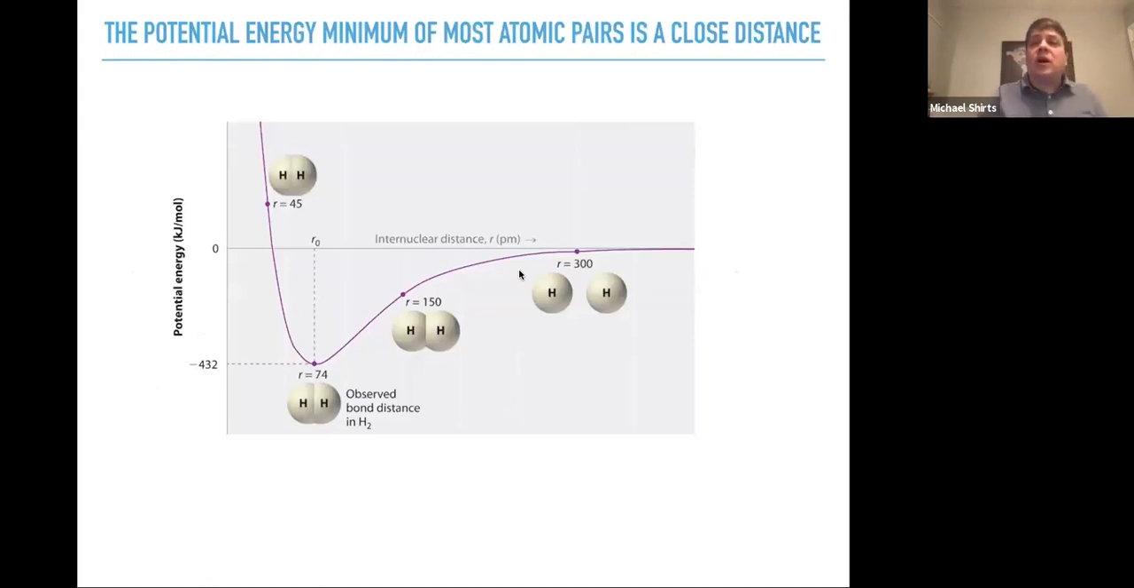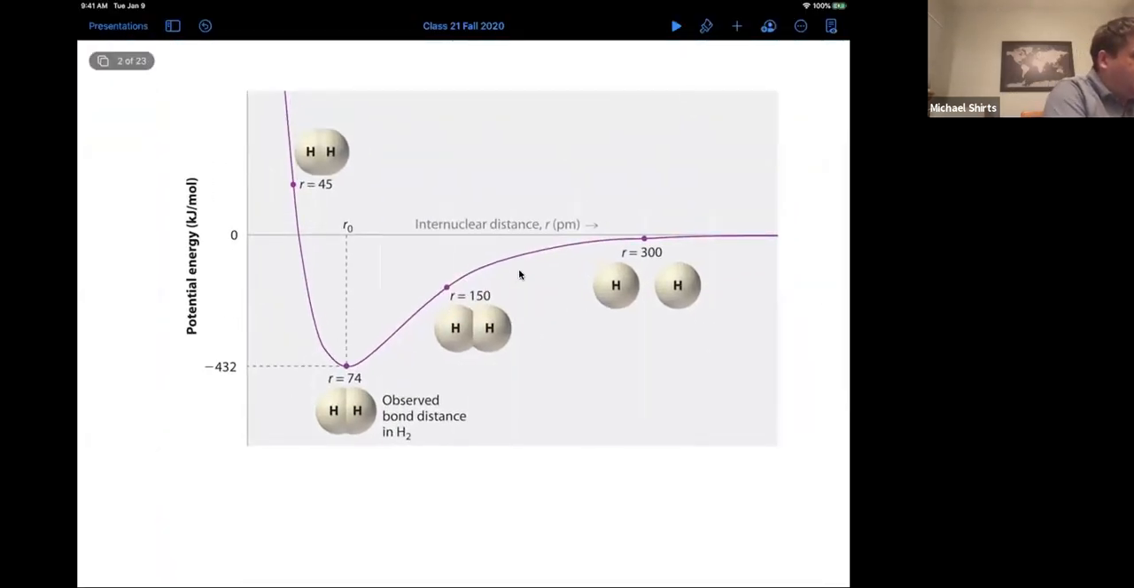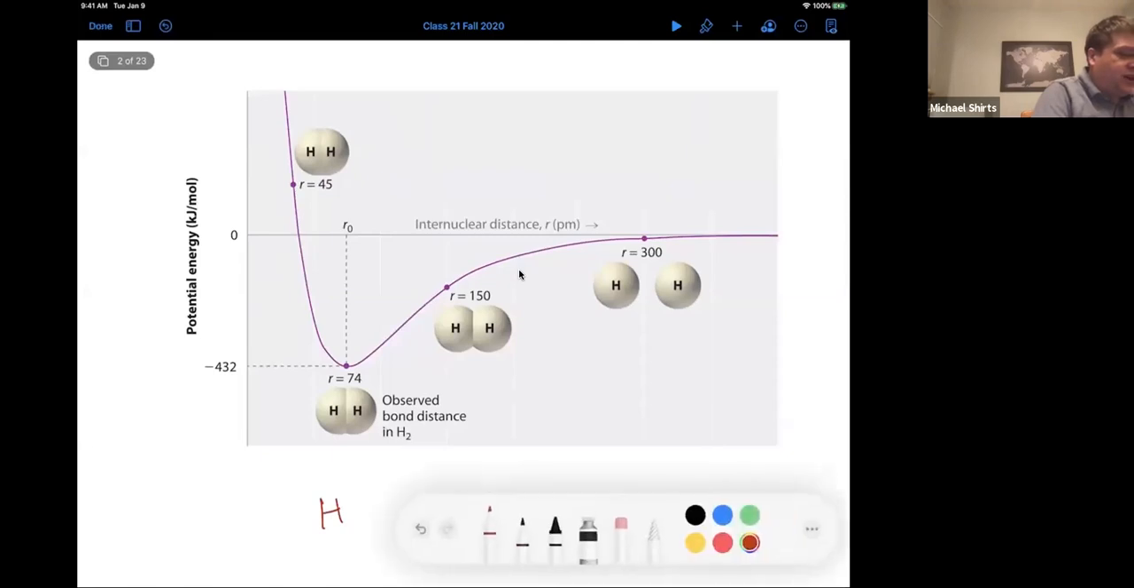Okay, so we know that the potential energy minimum of most atomic pairs is at a relatively close distance. If you have, say, two hydrogens and you move them together, they actually lower the total potential energy until it gets down to a distance of about 74 picometers. At that distance, you have a balance of energies. Let's actually draw the nuclei.